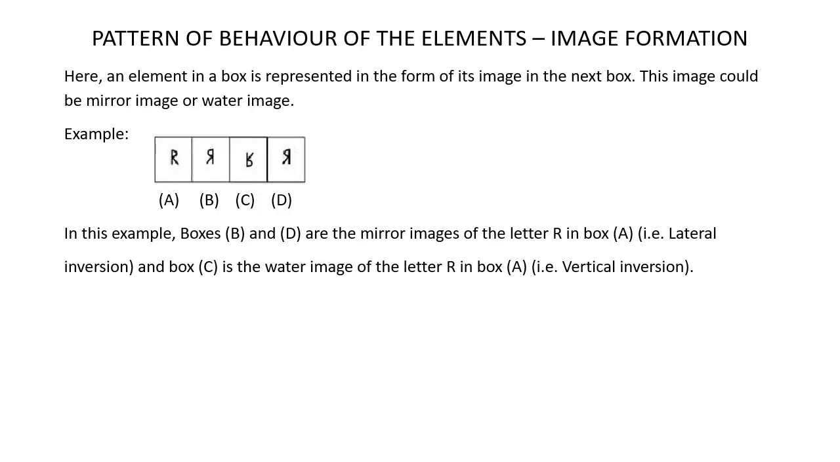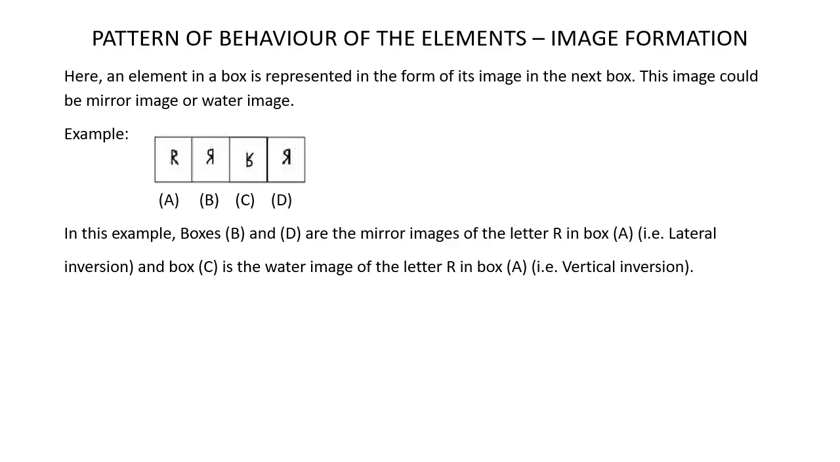Let's now learn about image formation, another pattern of behavior of the elements. Here, an element in a box is represented in the form of its image in the next box. This image could be mirror image or water image. Now look at this example. In this example, boxes B and D are the mirror images of the letter R in box A, that is lateral inversion.